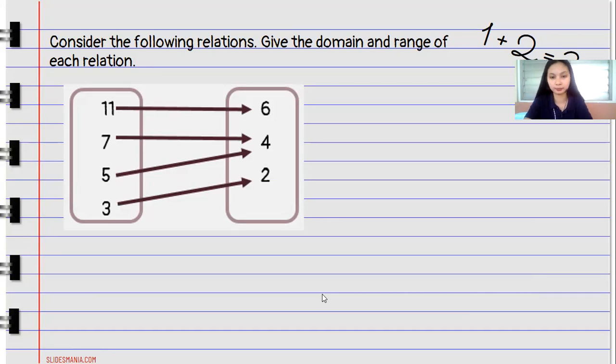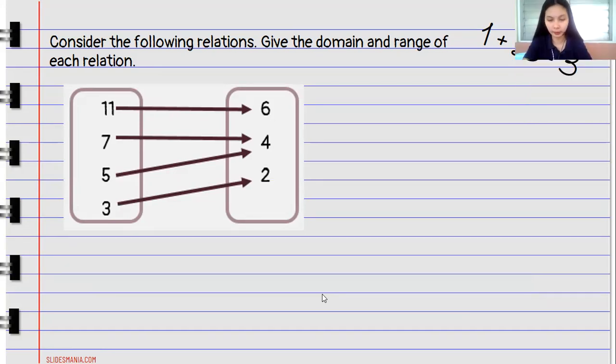Yes, Chanel. Yung domain po niya is ano po, 11, 7, 5, 3. Habang yung range po is yung 6, 4, 2 po na nasa kabila po. Okay, very good, Chanel. Exactly. Doon po sa 11, 7, 5, 3, those are our domain. Ang range naman po natin is 6, 4, and 2 po. Okay, ganun lang. Ayun lang po yung domain natin.